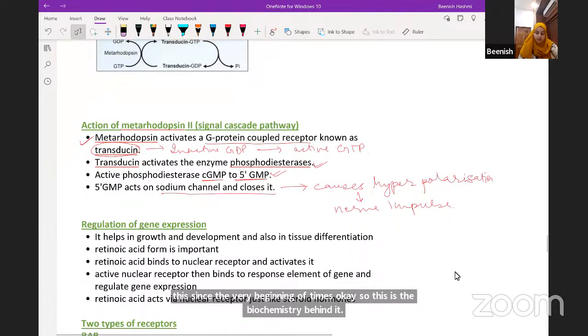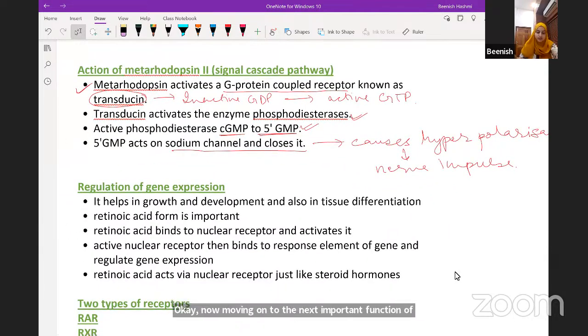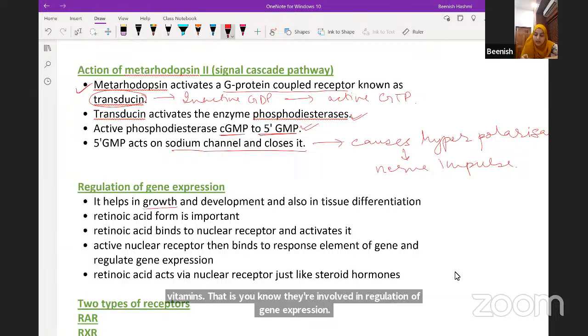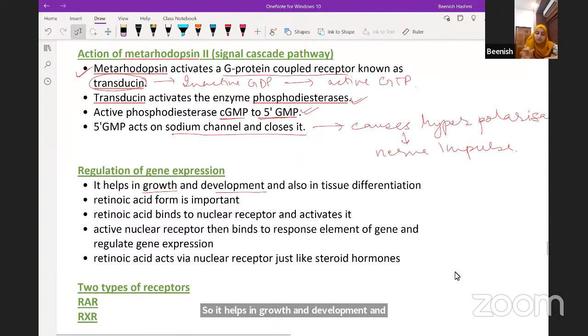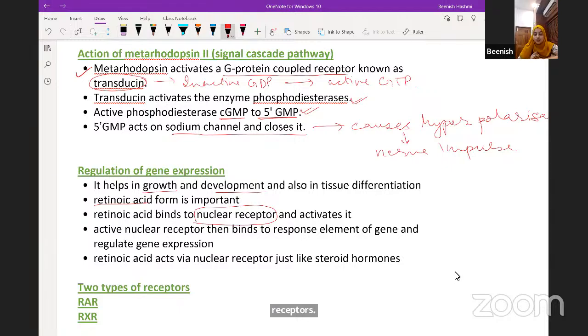Okay, now moving on to the next important function of vitamins, that is, they're involved in regulation of gene expression. So it helps in growth and development, and also in tissue differentiation. The most important form is your retinoic acid. Retinoic acid binds to nuclear receptors. What else binds to nuclear receptors for its action? That is your steroid hormones.